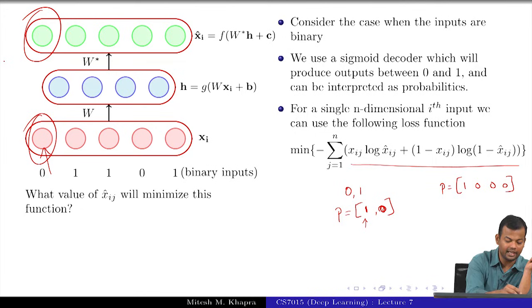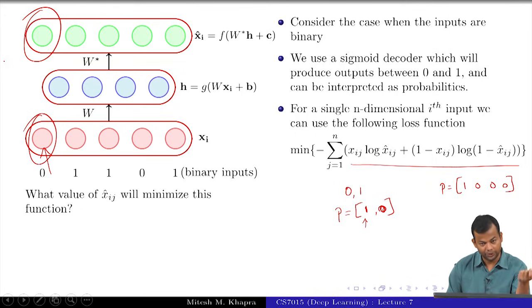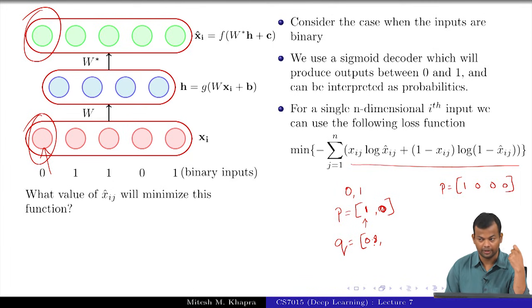Now the same thing I can have at the output. So for this unit, when I'm trying to reconstruct it, if I produce the output as, let's say, 0.8, then I can say that with 0.8 probability I am predicting a 0, and with 0.2 I am predicting a 1. Right?